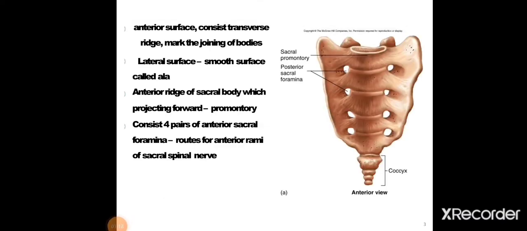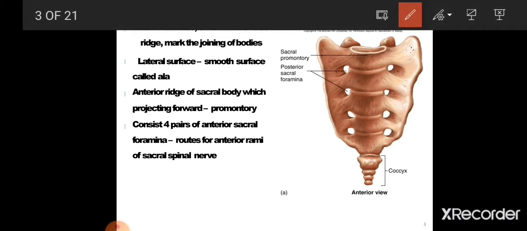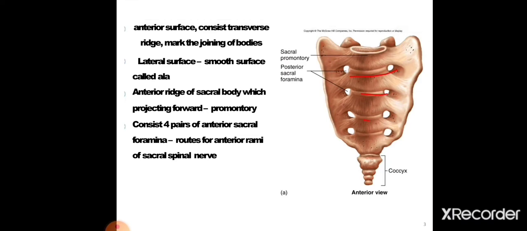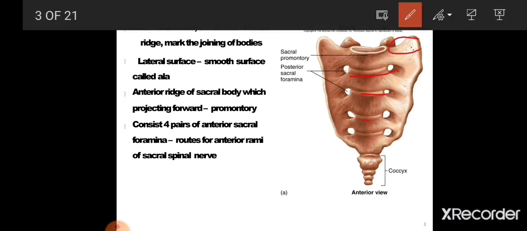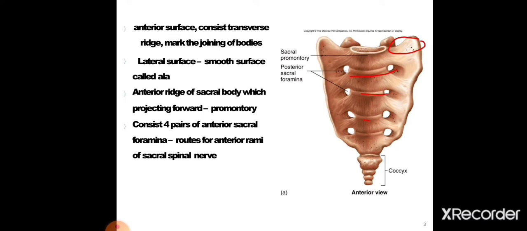It has two surfaces, anterior and posterior, and two lateral surfaces. The anterior surface consists of transverse ridges. In the diagram we have shown the anterior view, that is the anterior surface of the sacrum, which contains the transverse ridges. As we can see, these transverse ridges mark the joining of the bodies of the 5 sacral vertebrae. On the lateral surface we have the smooth area known as the ala of the sacrum.